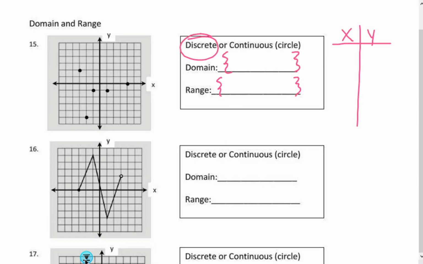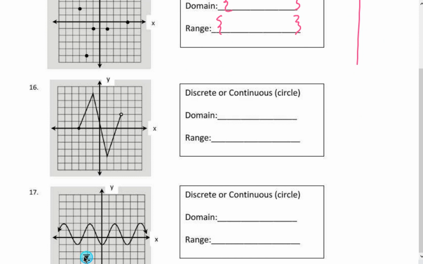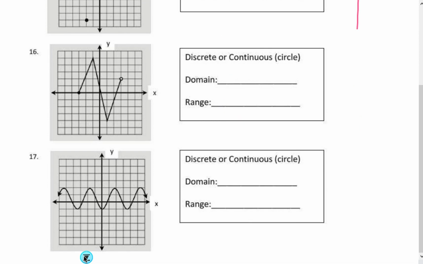Let's check out number 16. So remember how to do these ones whenever we're talking about continuous graphs. This one is continuous. It's a graphed line of some sort. So first I'm going to work with my domain. That means I'm only looking at my x-axis. On my x-axis, I want to mark the furthest left and the furthest right my graph is going to extend. So if I look for the leftmost point, that would be right here, and my rightmost point would be right here. Then I can read my x-axis from there.